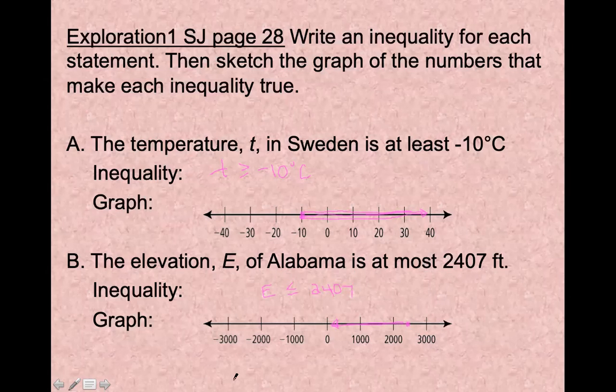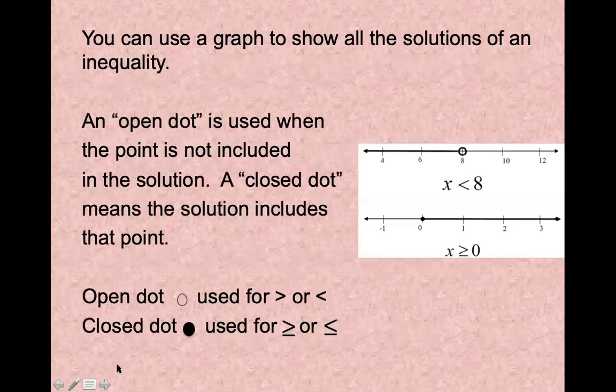All right, let's look at the next slide. So it says you can use a graph to show the solutions of an inequality. An open dot is used when the point is not included in the solution. A closed dot means the solution includes the point. So an open dot is used for greater than or less than. A closed dot is used for greater than or equal to, or less than or equal to. So if I want to graph x is less than 8, since it doesn't include the 8, right? It's not equal to 8, I make an open circle. Anything less than 8 would be this direction. This one says x is greater than or equal to 0. So it could be equal to 0, so I close the dot. Numbers that are greater than 0 are to the right.